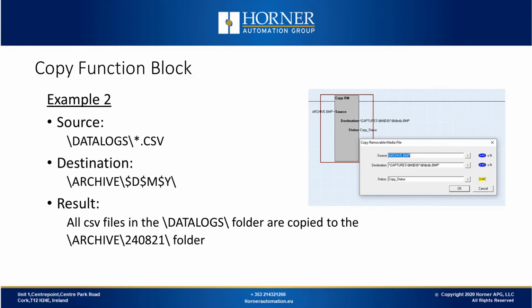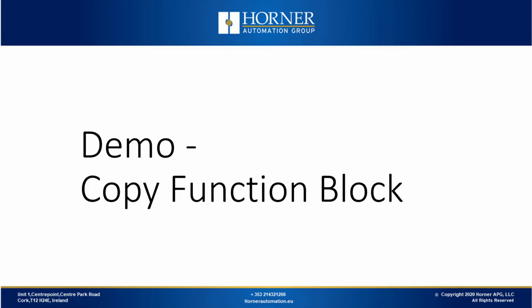Let's say we want to take all of the CSV files in our data logs directory and copy those to a destination of archive, and then into another subdirectory that's built on month, day, and year. So all of the files that are residing in the datalog folder that end in CSV are copied to that folder. The file name is the date at which the copy was executed. Now we'll demonstrate this function block in Cscape.